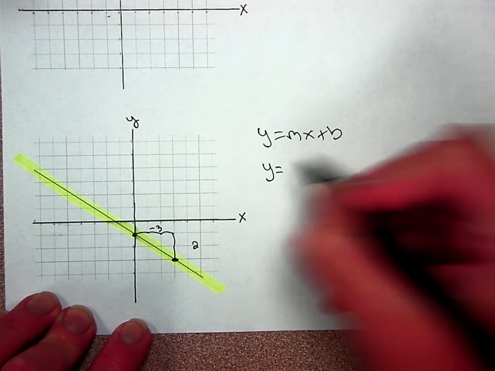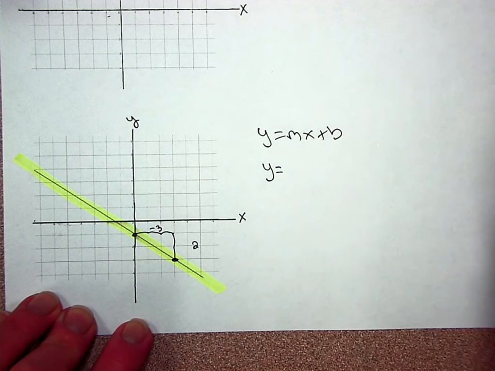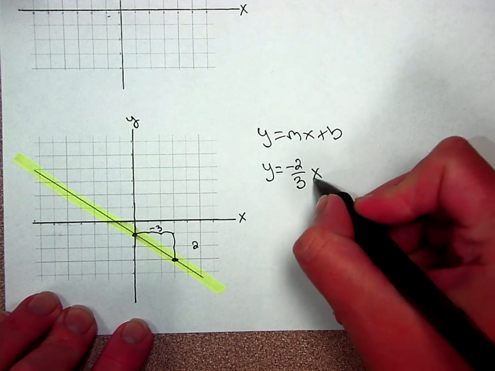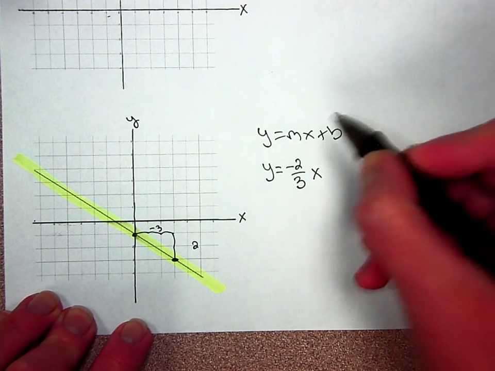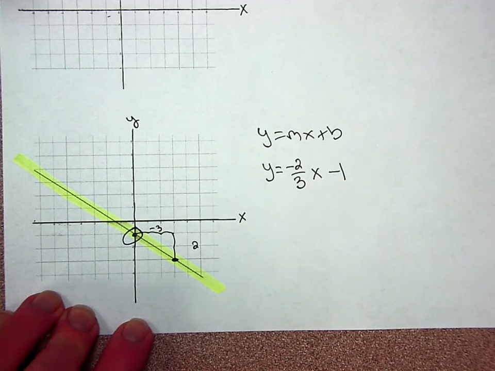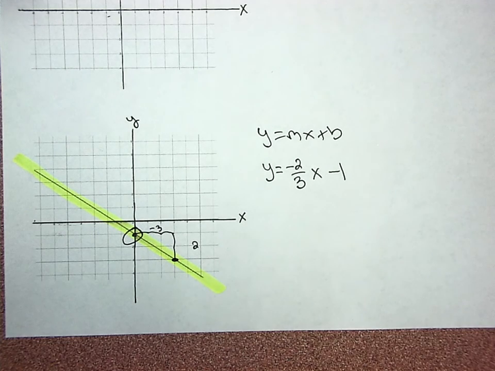And so anytime that you go left or down, that's negative. And so this is negative 2/3 x slope. B is your y-intercept, so it's crossing the y-axis right there at -1.